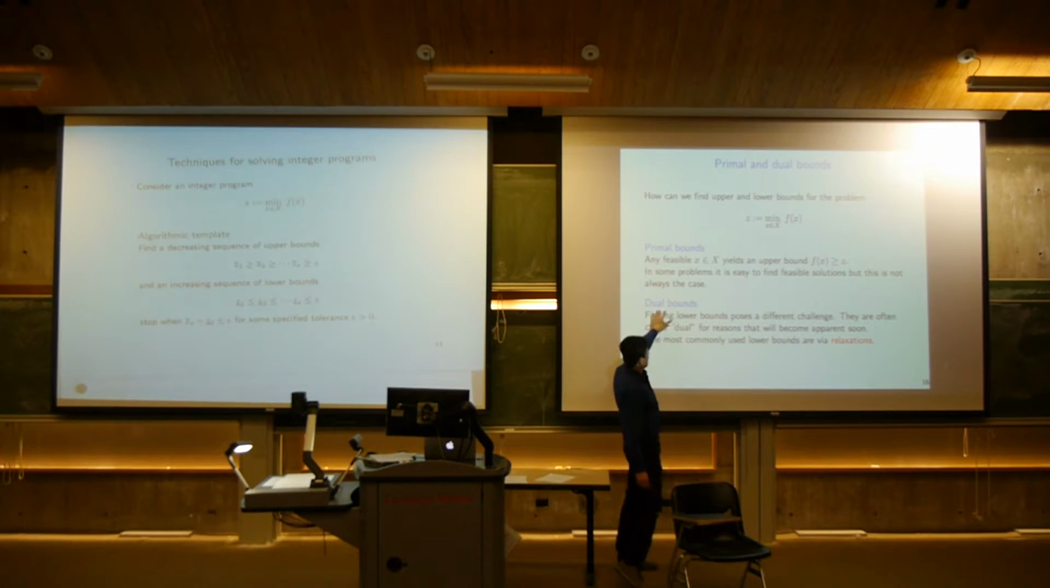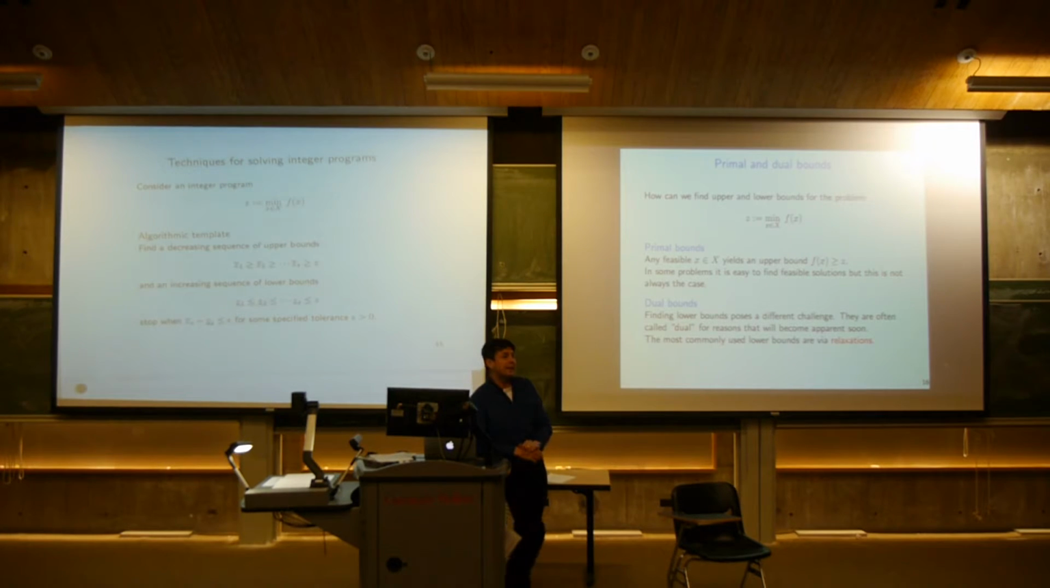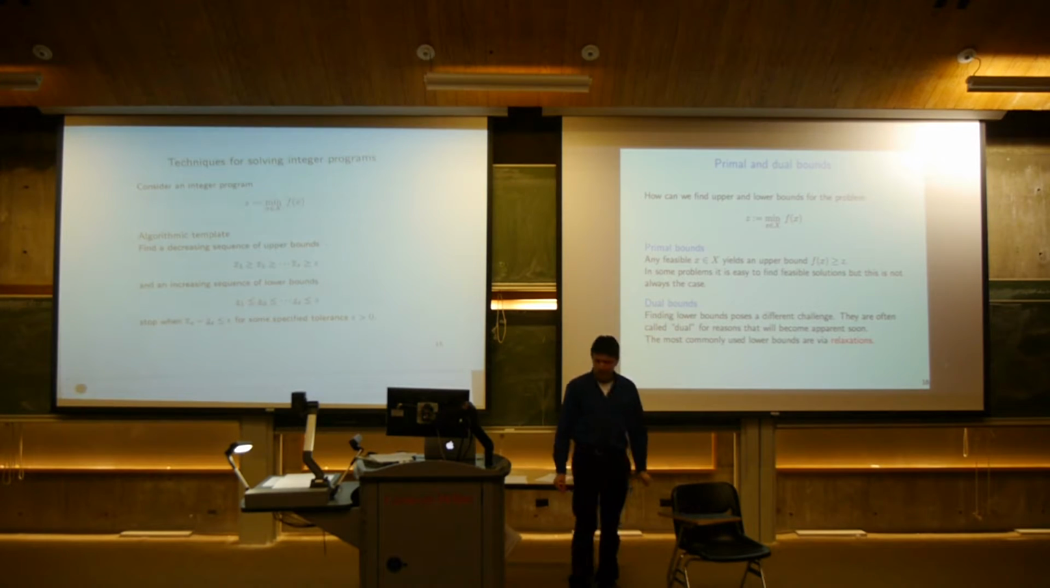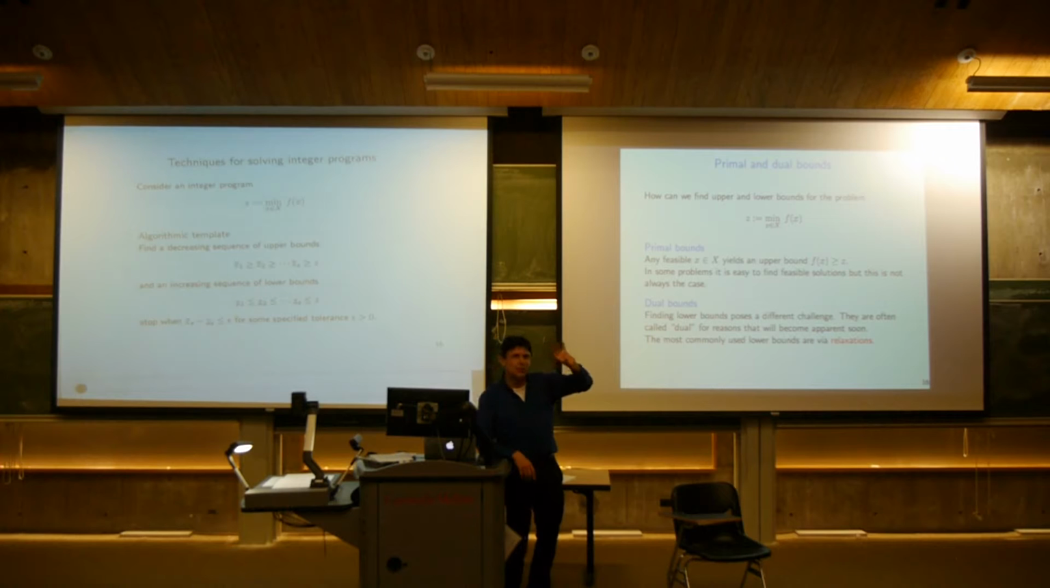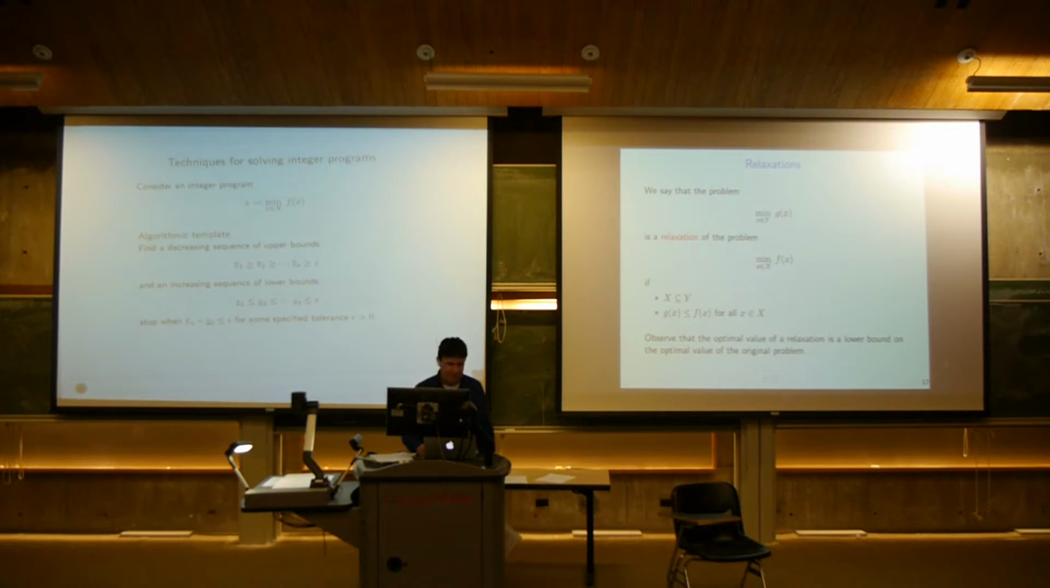Now, dual bounds, the name will become clear hopefully in a moment, but dual bounds typically are obtained from relaxations. They will be typically obtained by solving a problem that is easier to solve than the original problem. But then, because we are tweaking the original problem, we are only finding a bound. And the name relaxation comes from the fact that they are guaranteed to give us a lower bound. So let me tell you what a relaxation is.